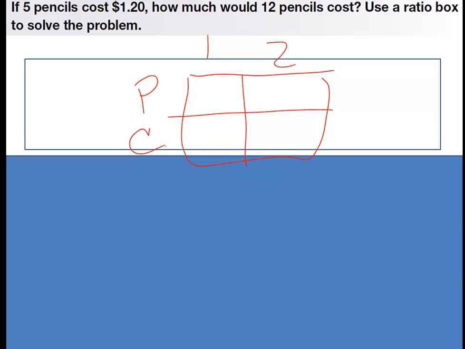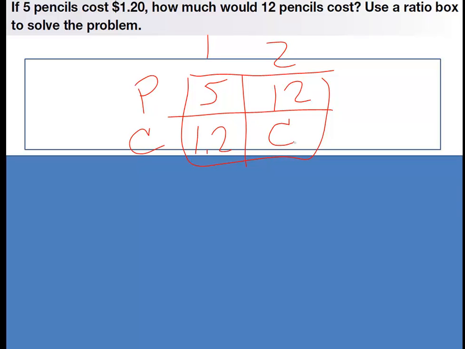All right, so what does it tell you? It says you have 5 pencils. So in case number 1, we have 5 pencils. How many pencils do we have in case number 2? We have 12. Do we know how much the 5 pencils cost? We do, $1.20. Because I know I'm going to be cross multiplying and dividing, I'm going to go ahead and make that 1.2. I know that $1.20 in decimal form is 1.2. I've dropped the 0 off of that. And then what I don't know is my cost.